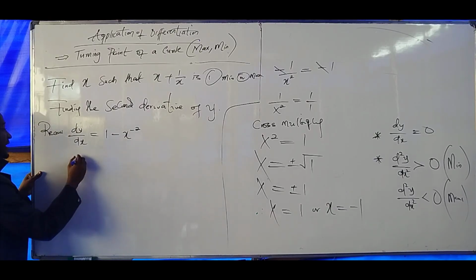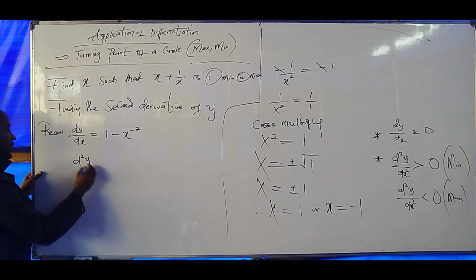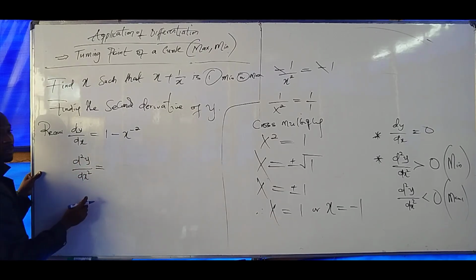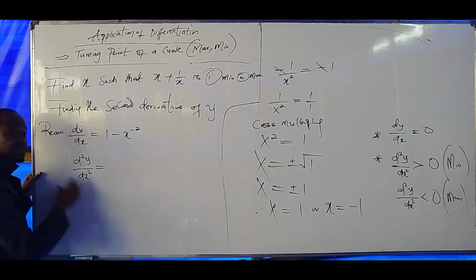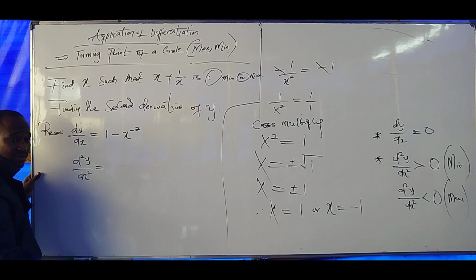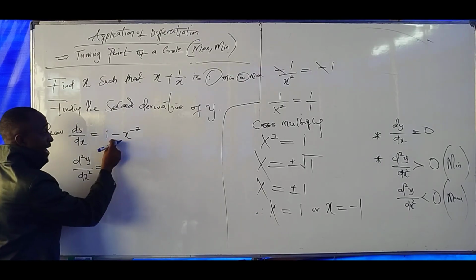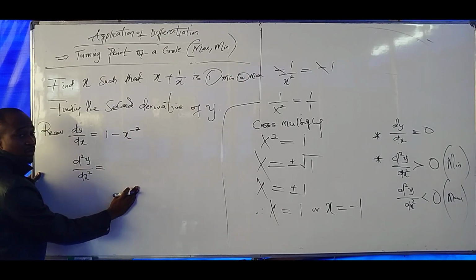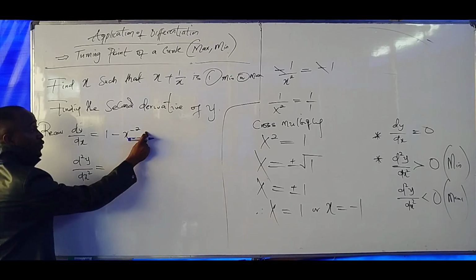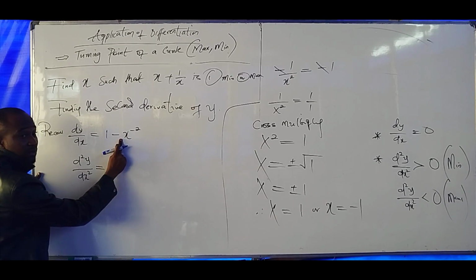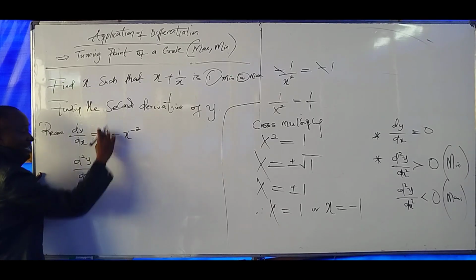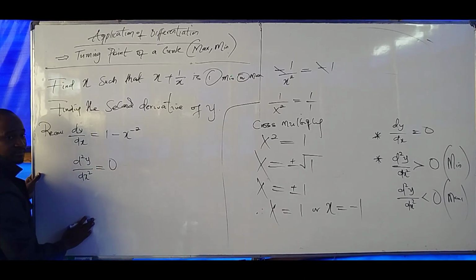Okay. Now let's find d2y over dx squared. Differentiate 1, what do you have? 0, is it not 0? Differentiate minus x raised to minus 2. That will give us minus 2 times minus 1, and minus times minus is plus, right?